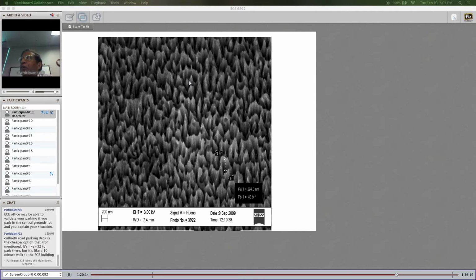So these are called graded index structures. It means you decrease the index from 4 for silicon slowly down to 1. That graded index gives you low reflection also. So that's a different principle.